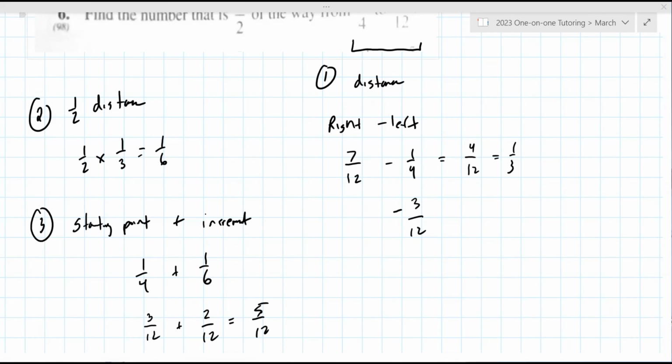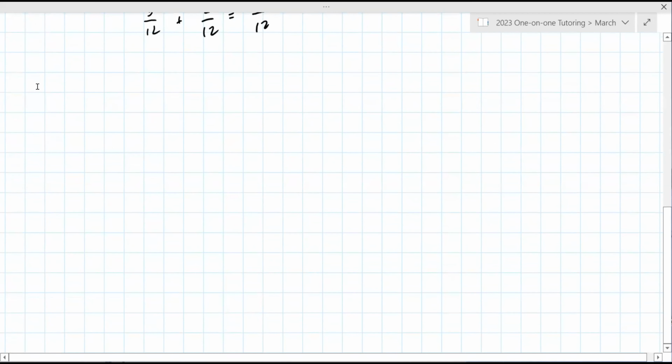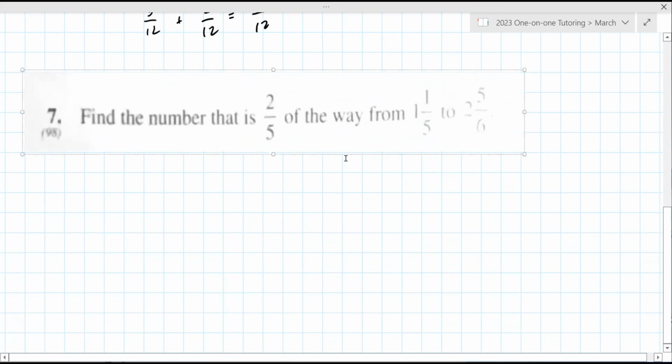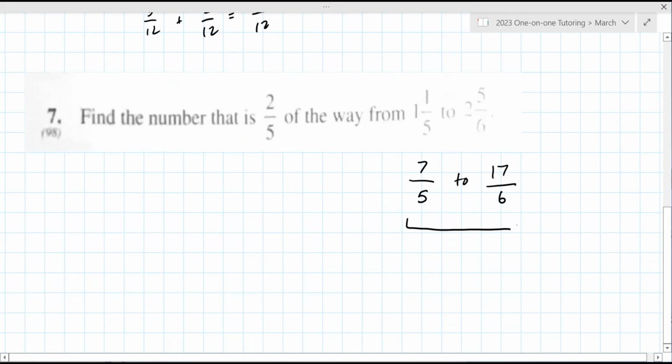Number 7. All right, find the number that's 2/5 the way from 1 1/5 to 2 5/6. So I'm going to first convert these to improper fractions, and then that's 17/6. And we want to find the distance between them.